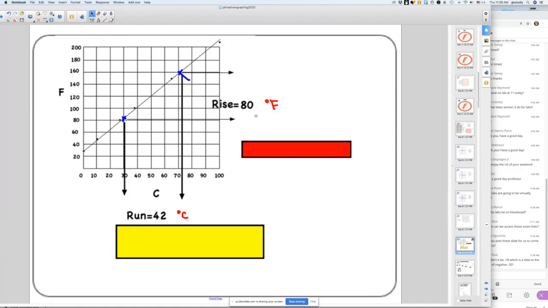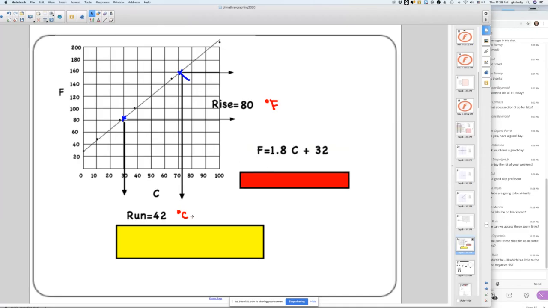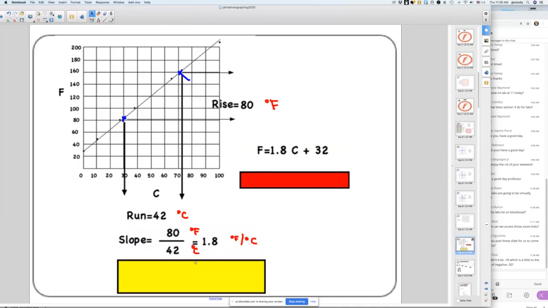Okay. So what's the equation? Well, the slope I calculated right here, 80 divided by 42. And don't forget you put the units here because now the slope has meaning. For every Celsius degree, there are 1.8 Fahrenheit degrees, so 1.8 degrees Fahrenheit per degree Celsius. That's what this is saying. So the temperature increases by 1 degree Celsius. That's like almost 2 degrees Fahrenheit, almost 2.